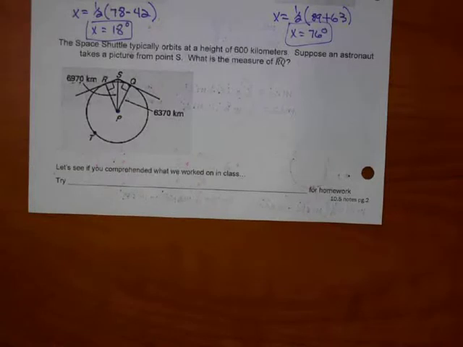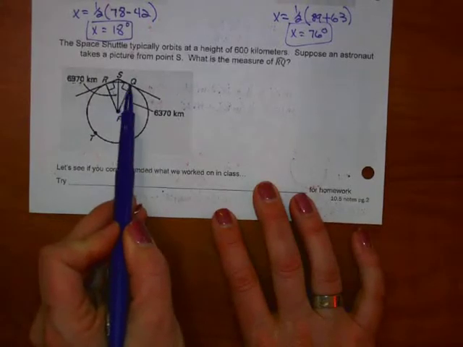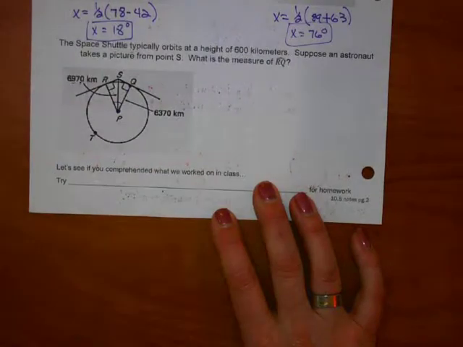What else do we know about this picture? We need to find this arc measure. So perhaps if I find this angle, I can easily state that arc measure, correct? You have the skills to do that. Let me show you how.